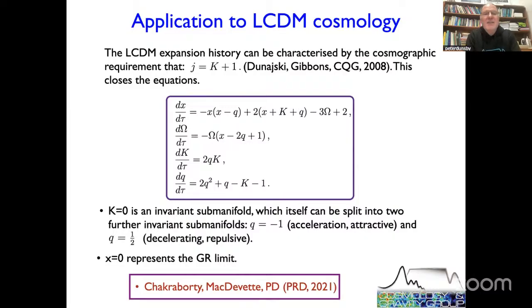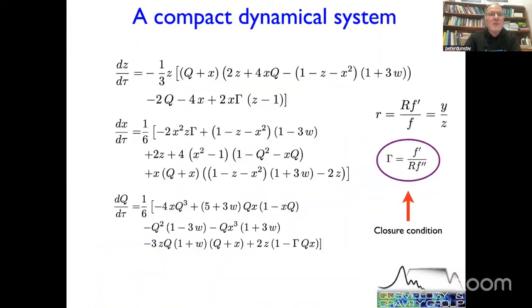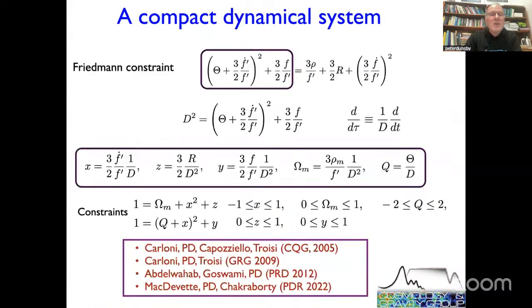And in this case, you end up with two equations which describe your gravitational sector, one describing x, and if you remember what x is, x is this variable which depends on the second derivative of f divided by the first derivative of f.